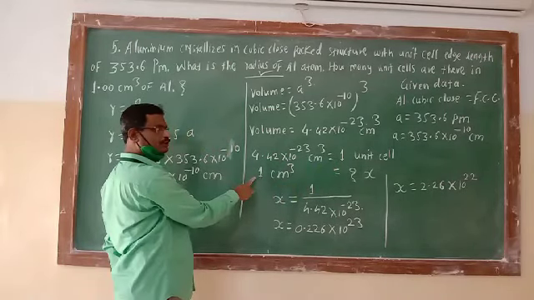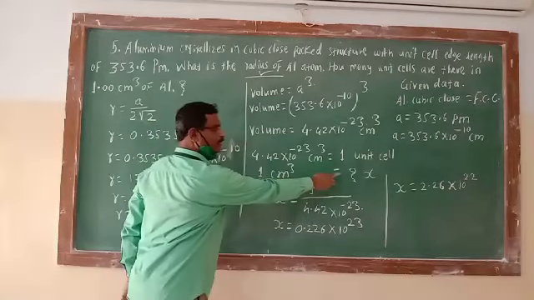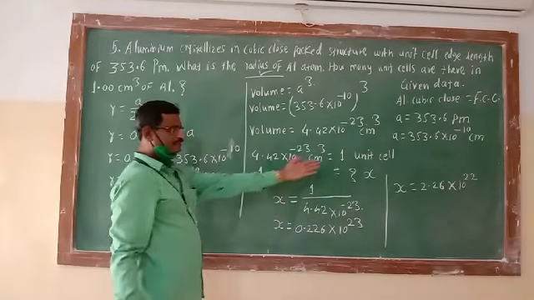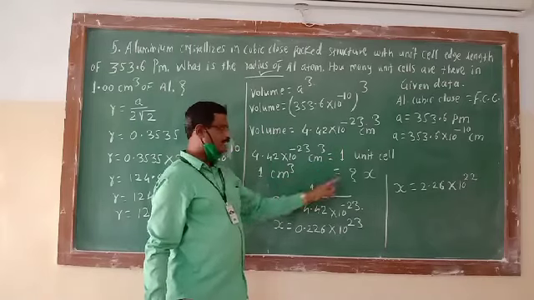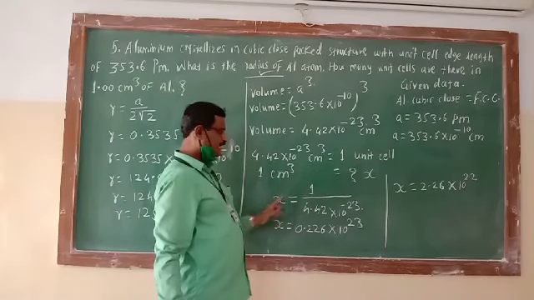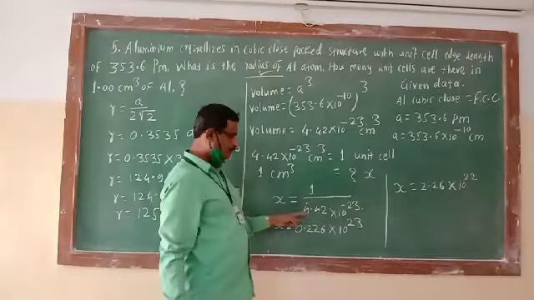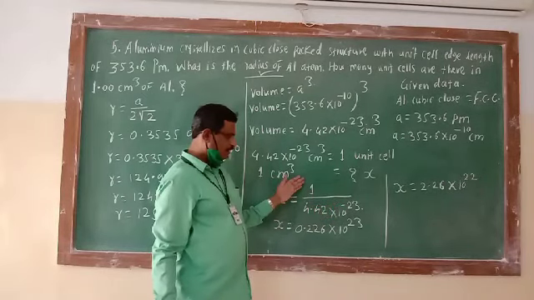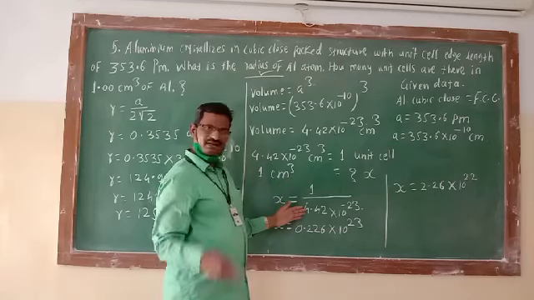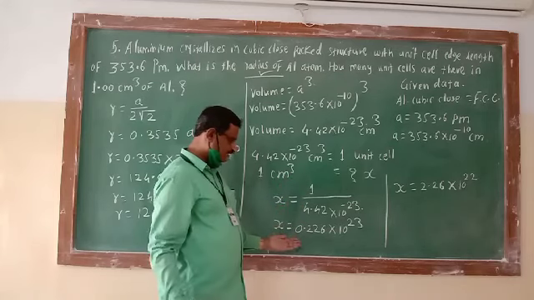Therefore, 1 centimeter cube is equal to how many unit cells? x unit cells. Doing the cross multiplication, the answer of x can be calculated as x is equal to 1 upon 4.42 into 10 raised to minus 23. Take log of numerator minus denominator, and then antilog. We will get this answer.